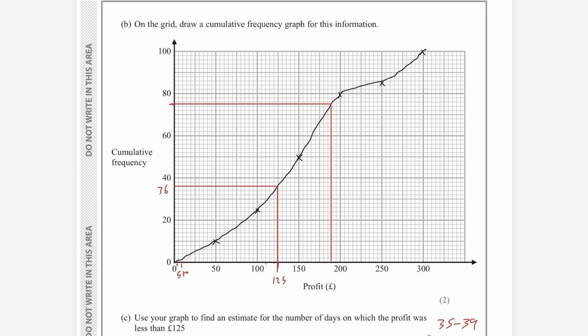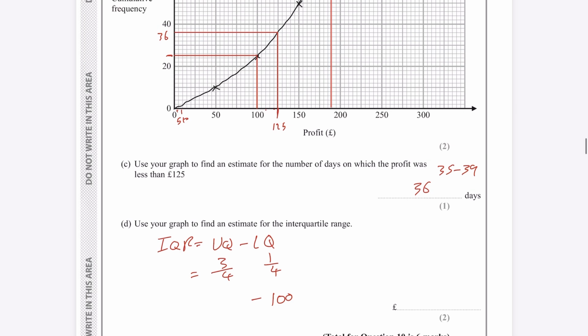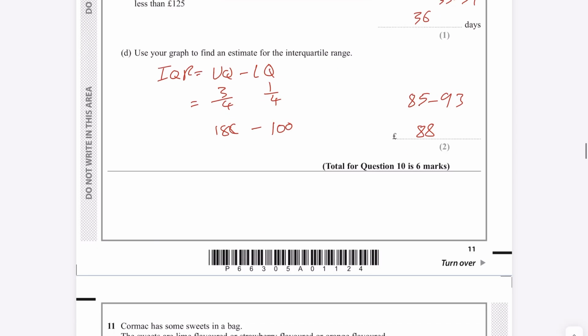And then the same for the lower quartile, so that's 25, so that 25 is going to be there. A line across and a line down. So with the lower quartile, it reads off as 100, and the upper quartile reads off as, that's 160, 170, 180, 188. So for me, that's 88, but the mark scheme accepts anything in the range of 85 to 93.